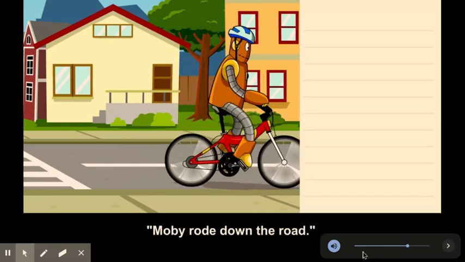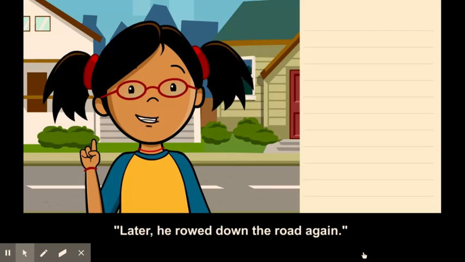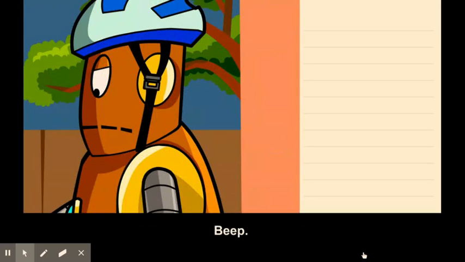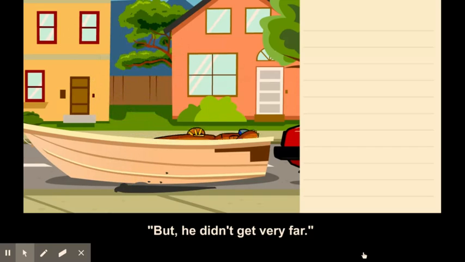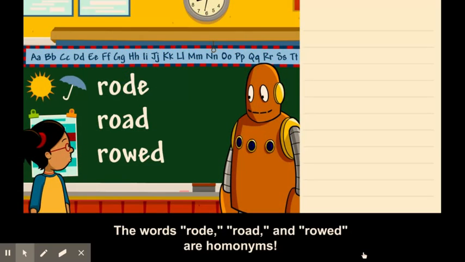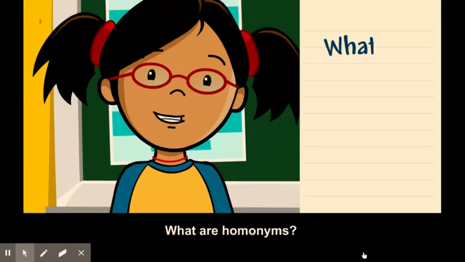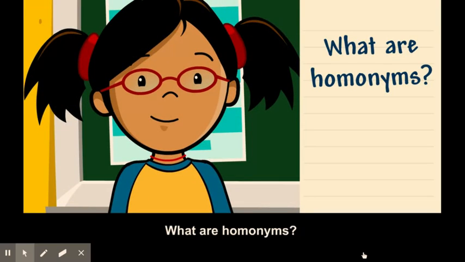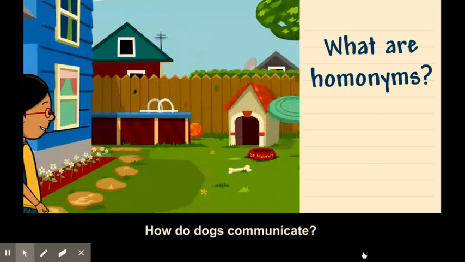Moby rode down the road. Later, he rode down the road again. But he didn't get very far. The words road, rode, and road are homonyms. What are homonyms? A homonym is a word that is spelled or pronounced the same as another word, but has a different meaning.